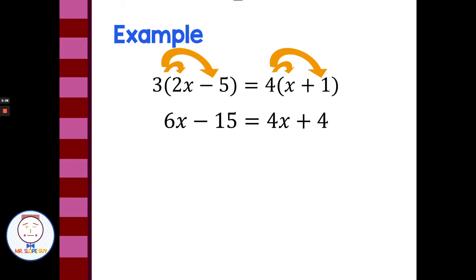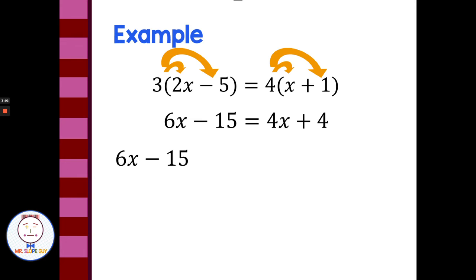Then I want to look at combining like terms. Are these like terms? Nope. Are these like terms? Nope. So no like terms to combine on each side. So now my next step would be to get all the variables to one side. Well, which ones even have a variable? 6x has a variable on the left side. 4x has a variable on the right side. So what's smaller? Positive 4x is smaller than positive 6x.